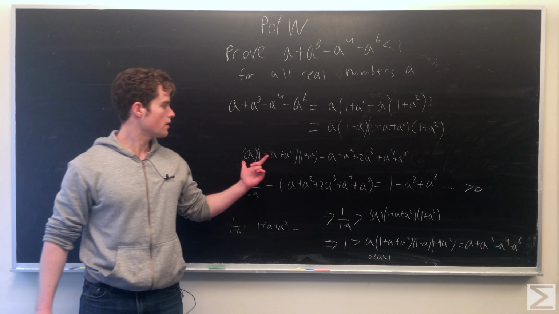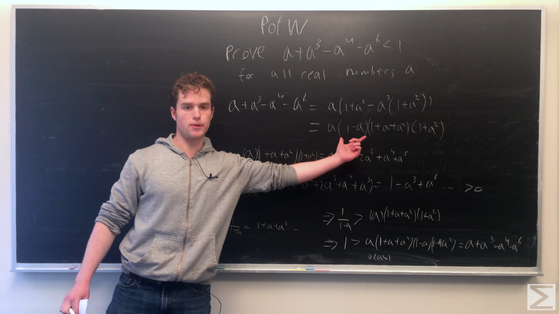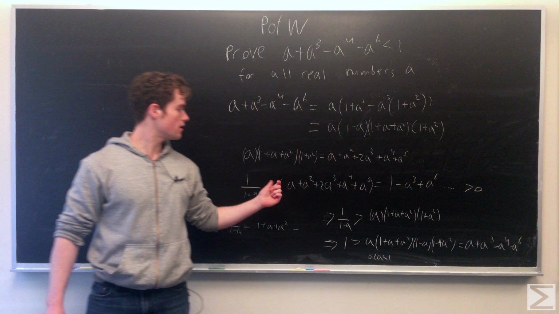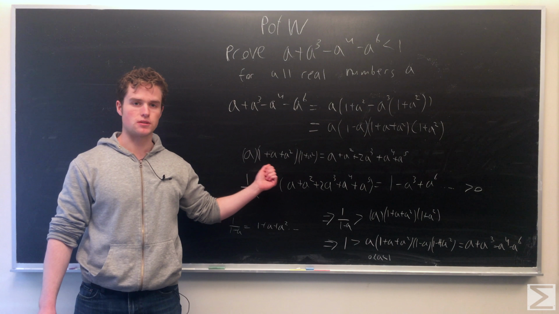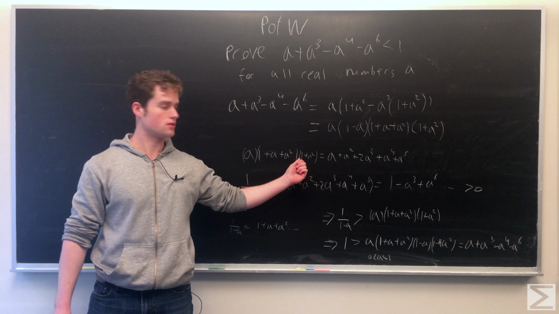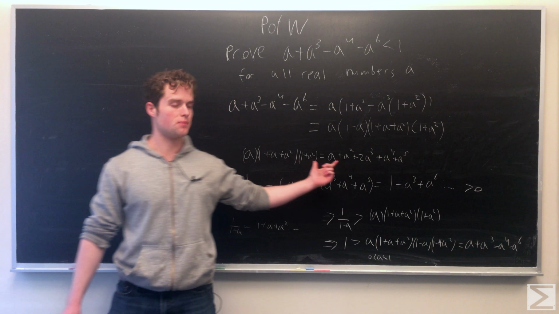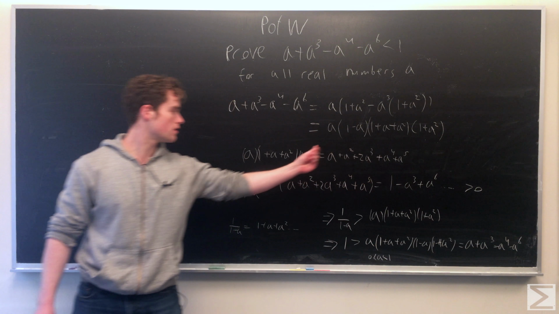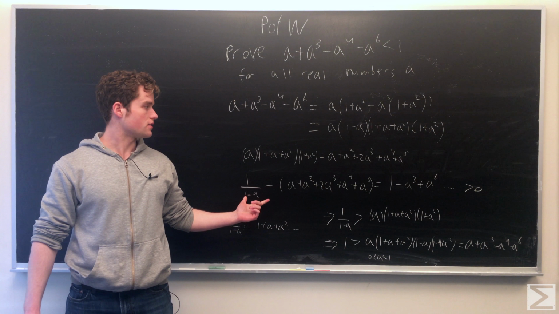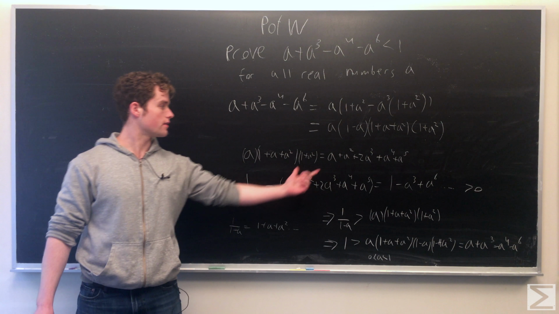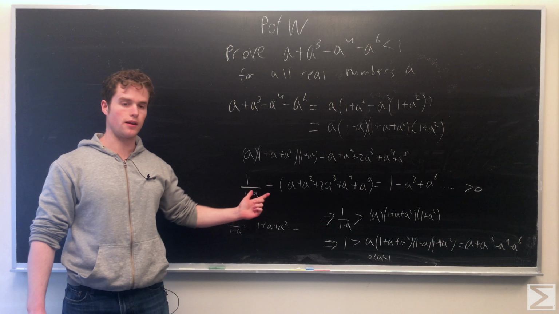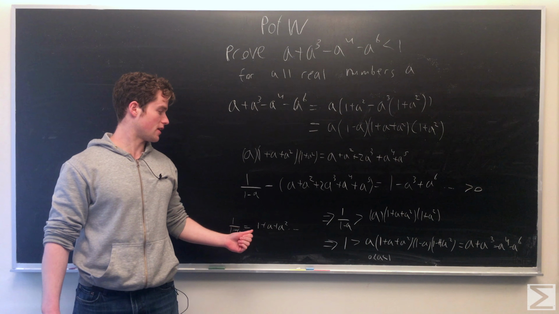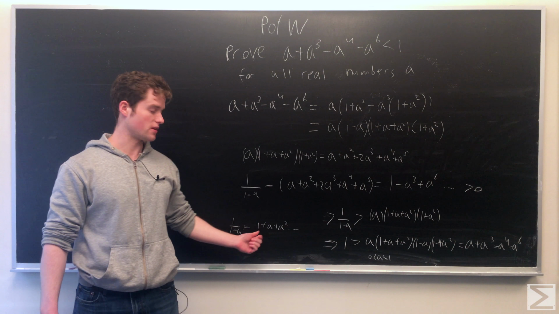So we're going to divide by 1 minus a. We're going to be left with a times 1 plus a squared times 1 plus a squared. And this whole thing is a plus a squared plus 2a cubed plus a to the fourth plus a to the fifth. And then we're going to subtract this thing from 1 over 1 minus a. And we know that 1 over 1 minus a, for absolute value of a less than 1, is equal to 1 plus a cubed.